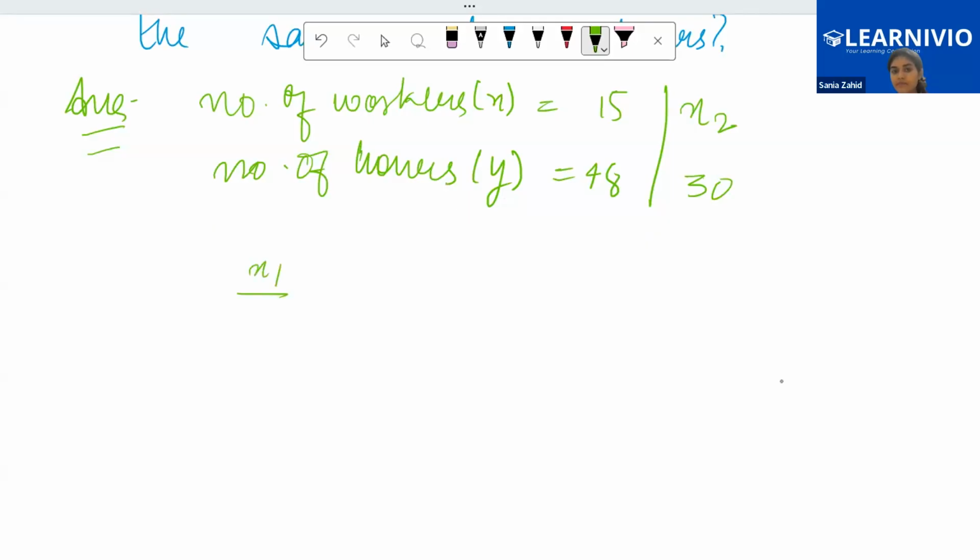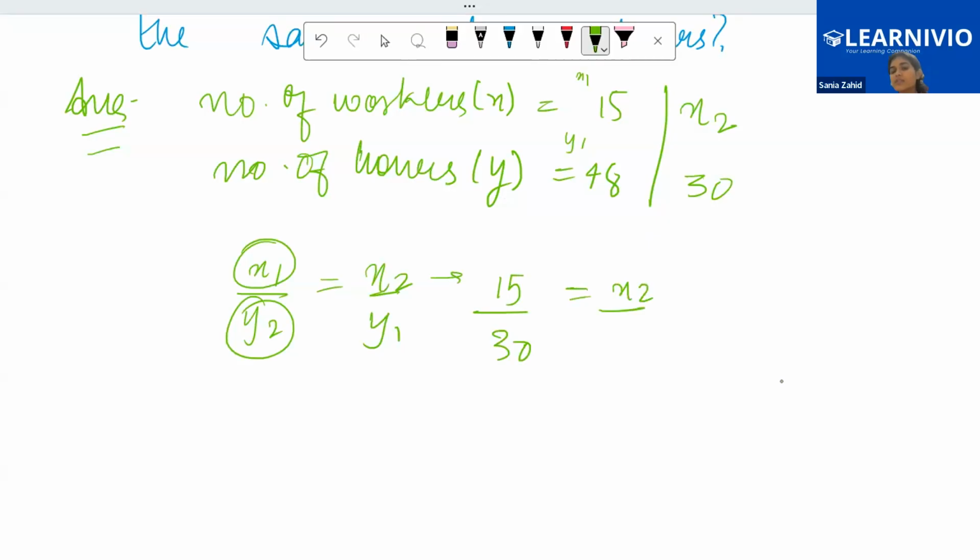X1 by Y2 is equal to X2 by Y1. Very good. Now what do you put in place of X1? 15. For Y2? 48. No, for Y2. This is Y, see, this is X1. This is 30, Y1, 30. 30 is equal to X2, you don't know, and Y1 is 48.